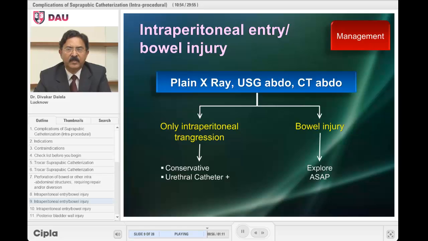But if your suspicion is for bowel injury, and this would be by general signs of bowel injury, you have to explore this patient by formal laparotomy. And the sooner you do, the better it is in the interest of the patient.